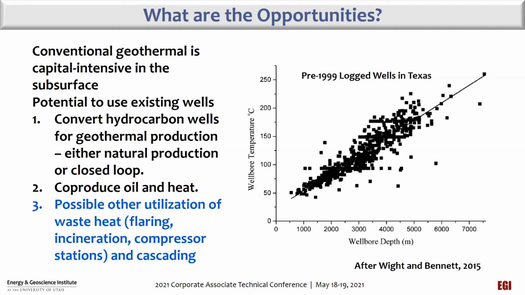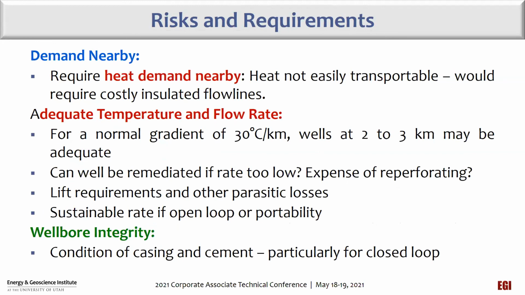So it's a whole different dimension. And it's an investment that is possible to make. You know, there are some requirements. We need to be realistic about this, but there are a lot of opportunities too. You need to have a nearby market. You can't be transporting heat long distances. Otherwise, you're going to be using insulated flow lines, with losses and expenses that you don't want to be making. As I have indicated earlier, you need to have adequate temperature and adequate temperature drop across these devices, as well as a flow rate.